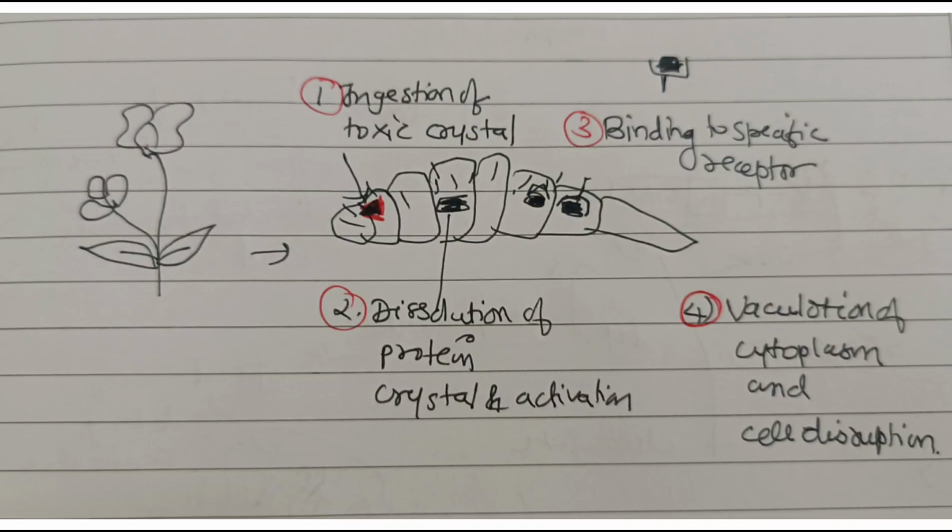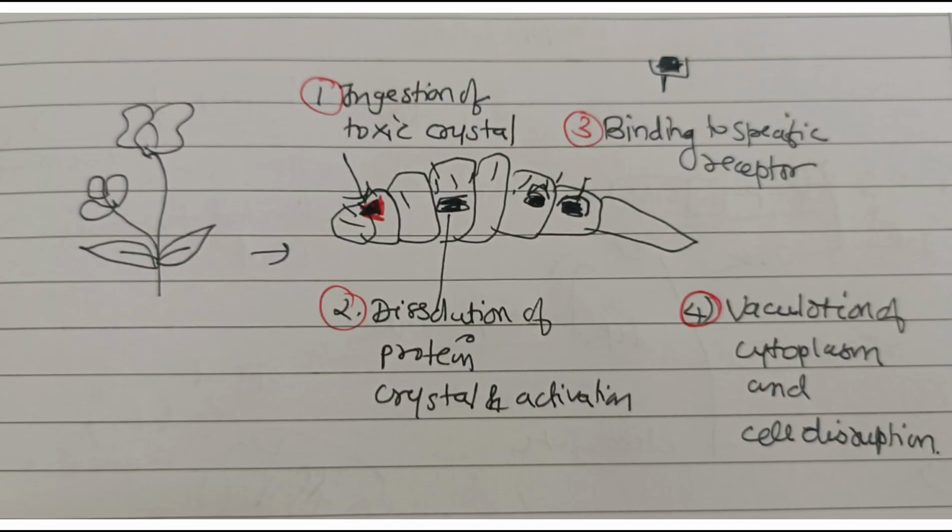Then inside the insect gut, which is alkaline in pH, the crystal dissolves and proteases in the gut activate the protoxin into an active toxin. This process is known as the dissolution of the protein crystal and activation. Then the activated Bt binds to the specific receptor on the epithelial cells of the midgut of the insect, and this is a highly selective process. The toxin works only on insects that have these receptors. So binding to the specific receptor, and then vacuolation, cytoplasmic leakage and cell disruption take place.